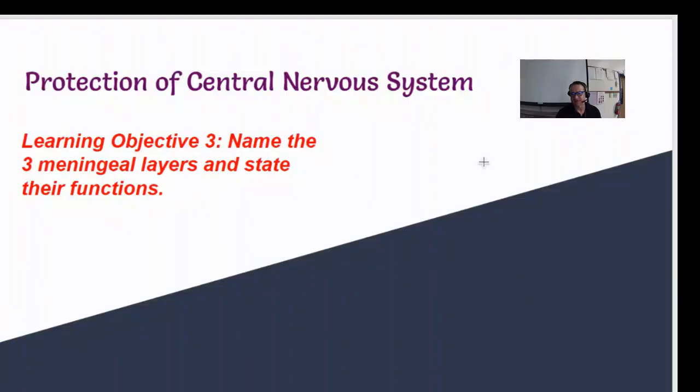That's it for today's lecture. In the next one, lecture number 5, we're going to go over different things that protect the central nervous system. A common one would be the skull, which protects the brain. We're also going to learn the three layers of the meninges, tissue that helps to protect the brain and spinal cord.